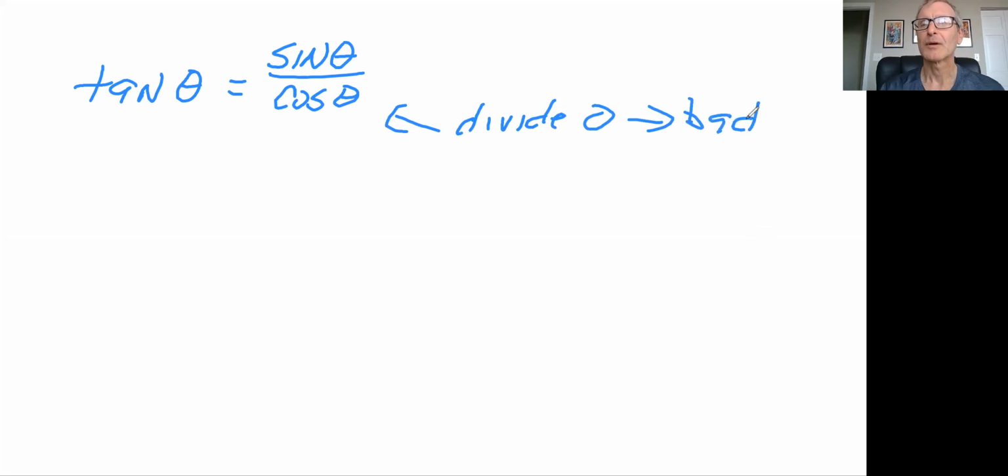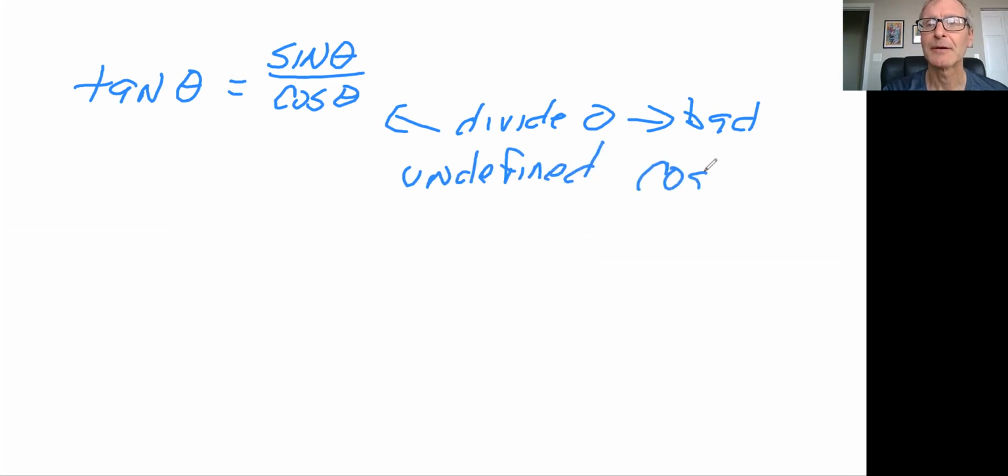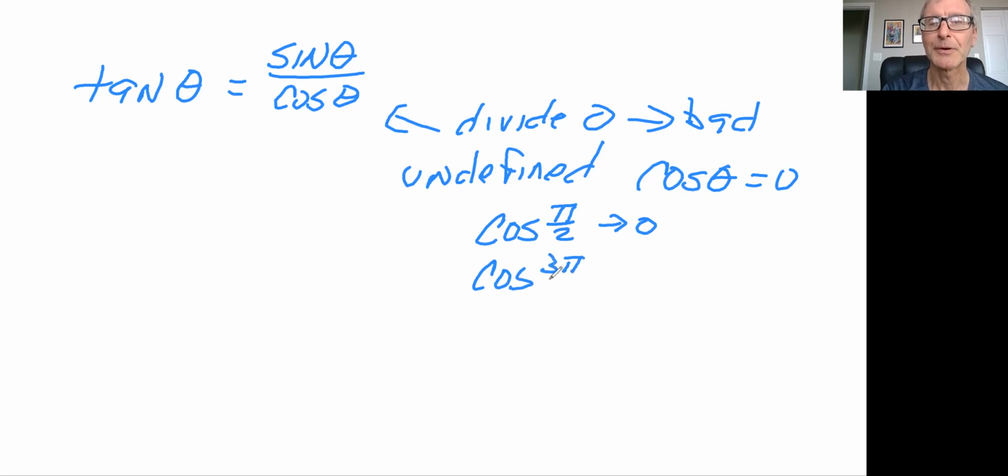And so when we talked about calculation of tangent, we had these undefined points, which occurred when the cosine of the angle equals zero. And where did that occur? Well, cosine of pi over 2, or 90 degrees, is 0. And then cosine of 3 pi over 2, or 270 degrees, was 0, and so on and so forth. And you can go to the negative side, which would be minus pi over 2, etc., as well. So those were the undefined points.